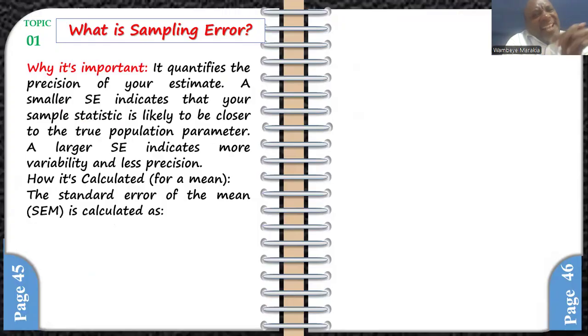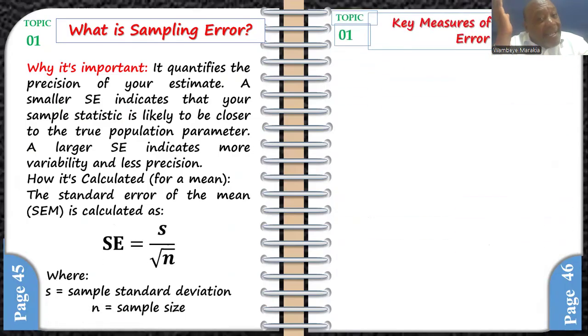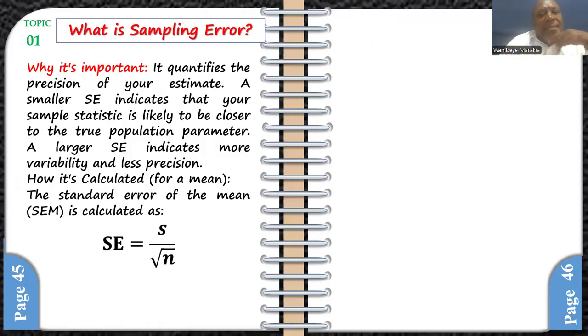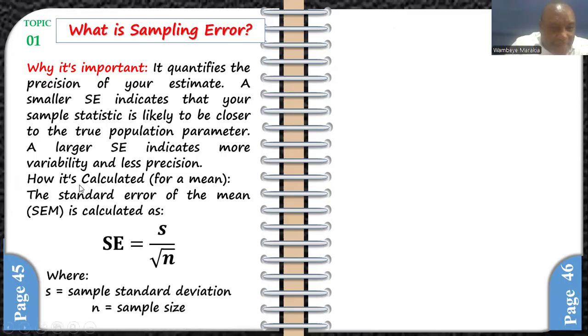Why is a standard error important? Because it quantifies the precision of your estimate. A smaller standard error, as I said, indicates that your sample statistic is likely closer to the true population value. And the formula for a standard error is as we can see it here.